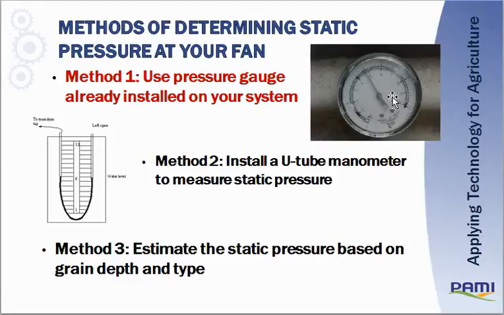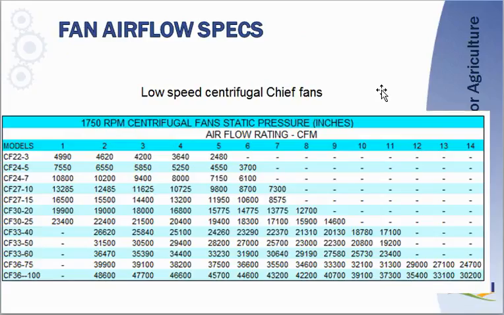So on this gauge right here, it looks like our static pressure is somewhere between 4 and 5 inches of water column. So I would go to my fan chart, and let's say I have a low-speed centrifugal tube fan on that bin, and it's a 5 horsepower fan. So I'm looking at this row right here, and if it's pushing against 5 inches of water column, I know I have about 4,500 CFM of air coming out of that fan.